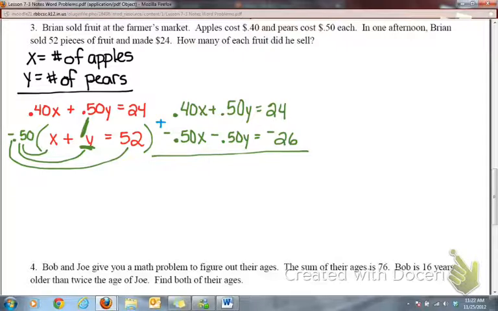Okay, so now I am ready to add these equations together because my y's have the same number but opposite signs. So that'll get rid of those. Now back to my x's, that's 40 cents plus negative 50 cents. So it's really like 40 cents minus 50 cents, which is negative 10 cents, x. And then 24 minus 26, or 24 plus negative 26, would be negative 2.